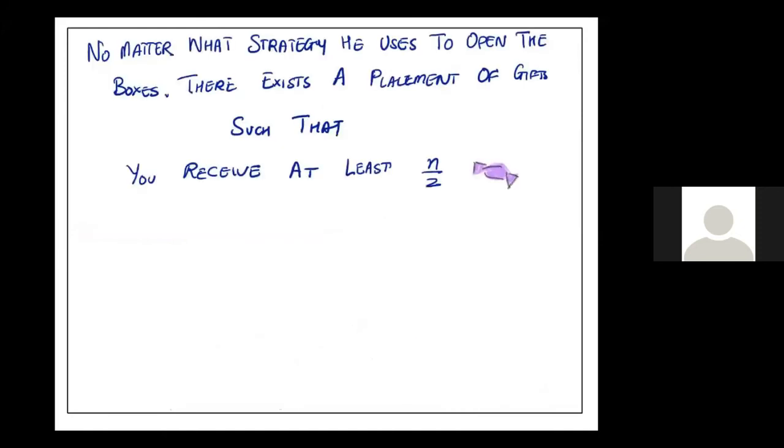And what one can see is something stronger, which is no matter what strategy he chooses to open the boxes with, there is one placement. So for every strategy he chooses, there is a placement of boxes that you have at your disposal, such that if you place the gifts in that way, you will receive at least n by 2 chocolates. Okay. So note the quantification.